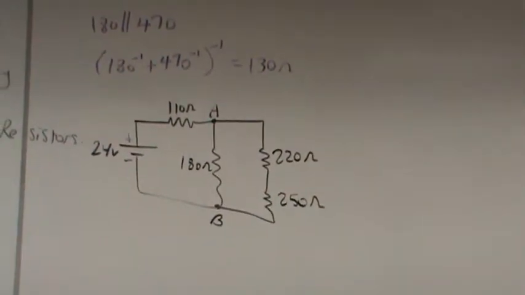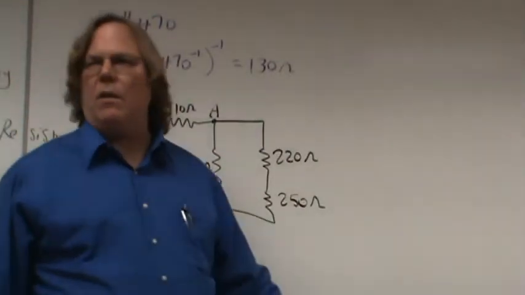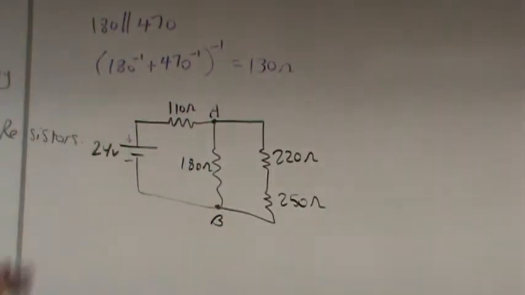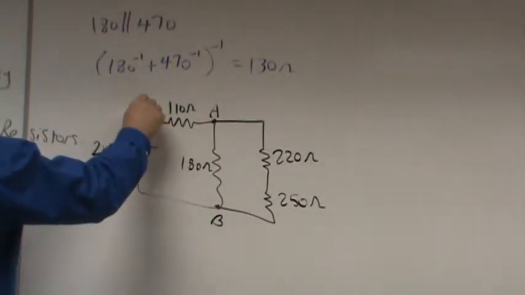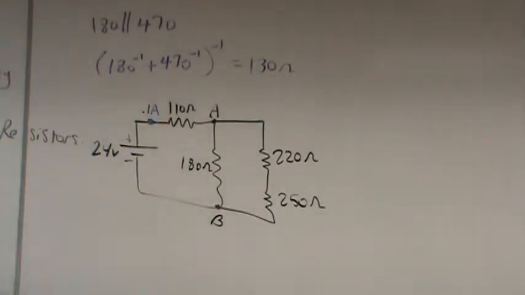Okay, here comes the part that kind of resembles Sudoku. What is that in the game with the numbers? What's that called? Sudoku. Okay, where you're going to use V equals IR to just work your way around this circuit. So let's consider right here, this is 0.1 amps. I have 0.1 amps of current going through a 110 ohm resistor.